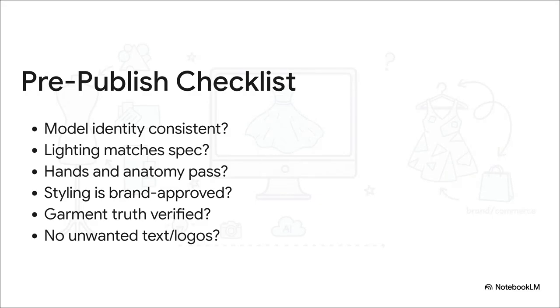And here's something you can literally copy and paste for that final gate. Before you publish anything, just run through this checklist. Is the model identity consistent? Does the lighting match the spec? Do the hands and anatomy look okay? Is the garment truth verified? If anything fails the check, the rule is simple. You regenerate. You don't try to fix it in post.